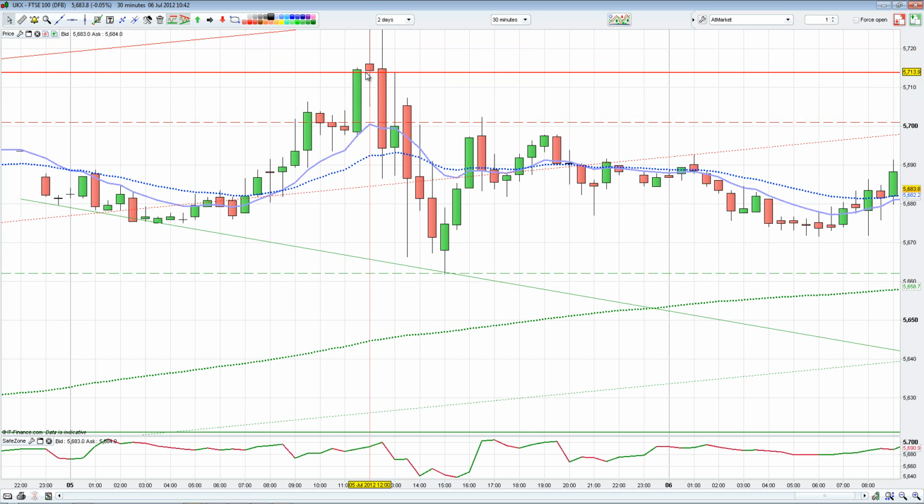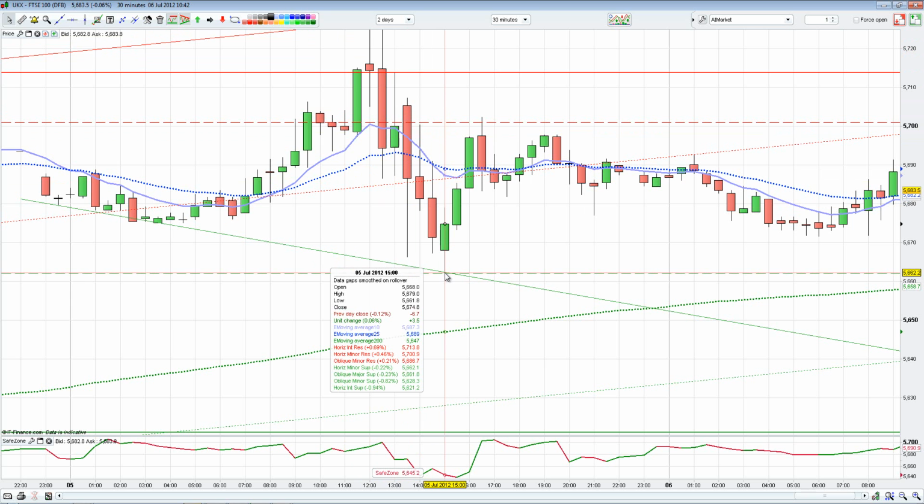So we shorted around about here at 5714. In this case, we had quite a wide stop just to take account of the spikes, and sure enough, the price did indeed fall. It fell all the way down to our support area here at 5662, which is where we closed and took our profit.